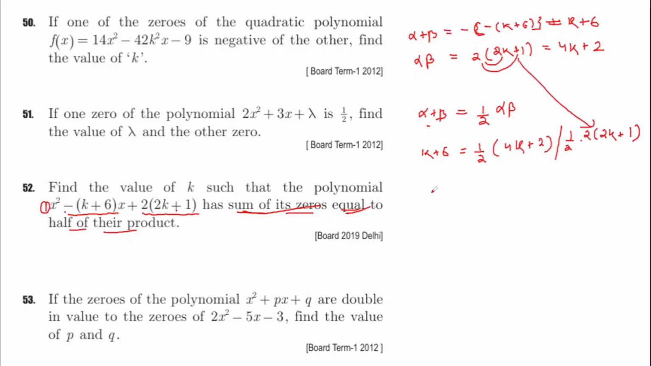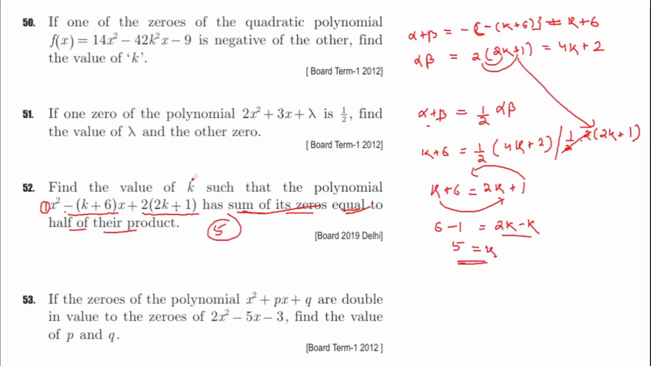Okay. So from this thing you will get k plus 6, and from this thing 2 and 2 will get cancelled, you will have 2k plus 1. Okay, now simplify this thing. Let's move k to the right hand side, that will give you 2k minus k, and let's move this 1 to the left hand side, that will give you 6 minus 1. So 6 minus 1 will be 5, and 2k minus k will be k. The value of k is 5. I hope this is clear.